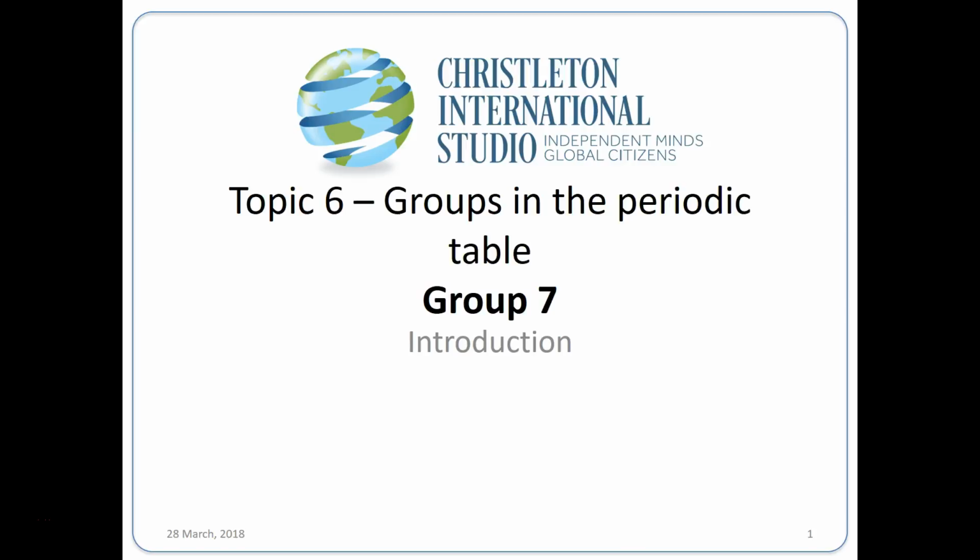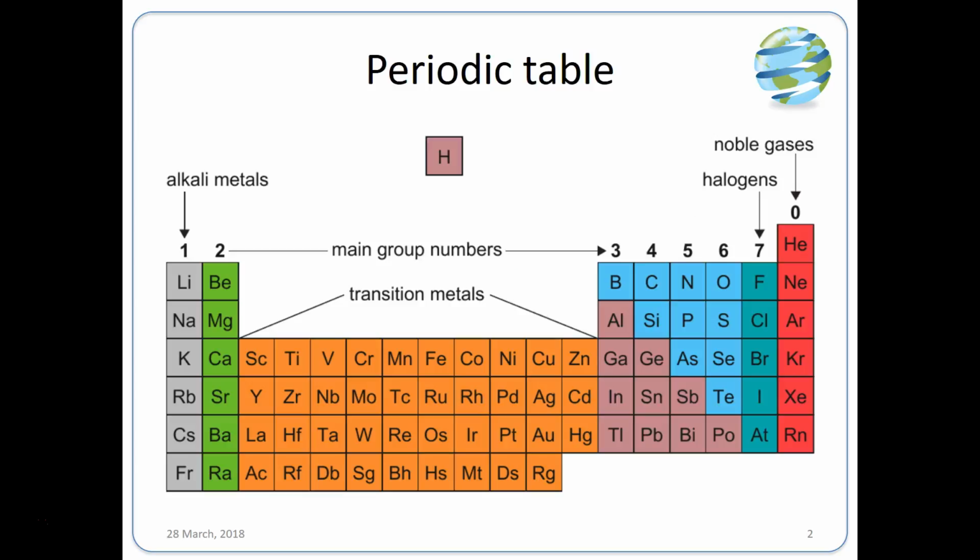Topic 6. Groups in the periodic table. Group 7. Introduction. So here is the periodic table, and this time we'll be looking at halogens, which is group 7 of the periodic table.